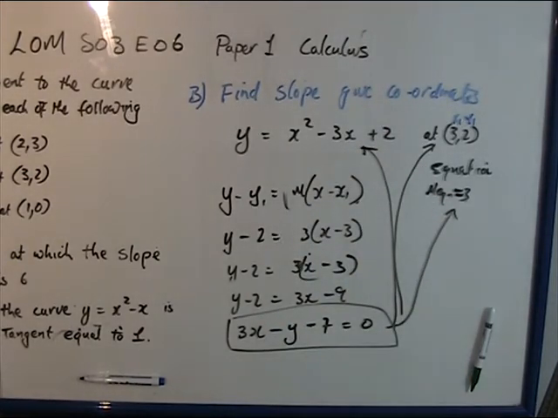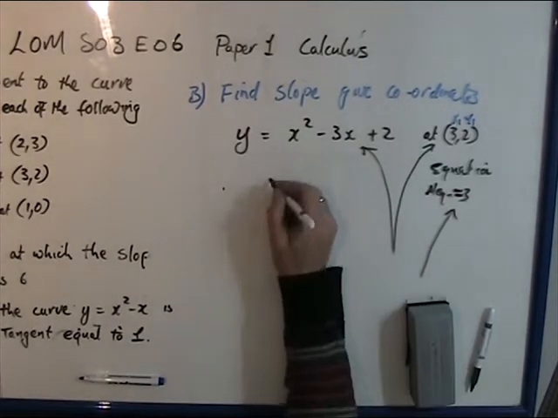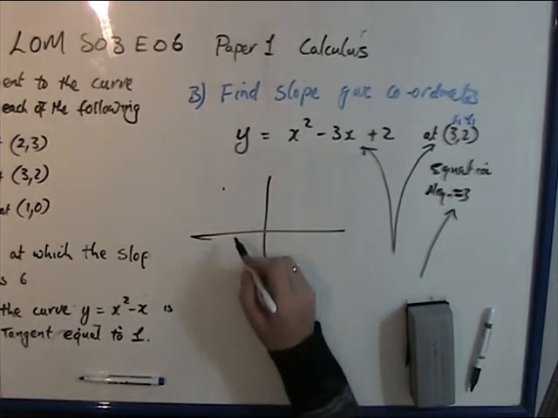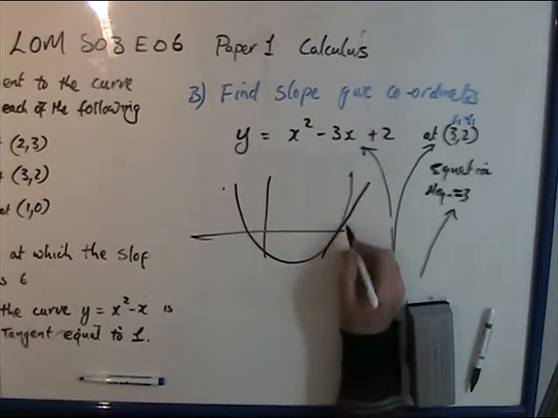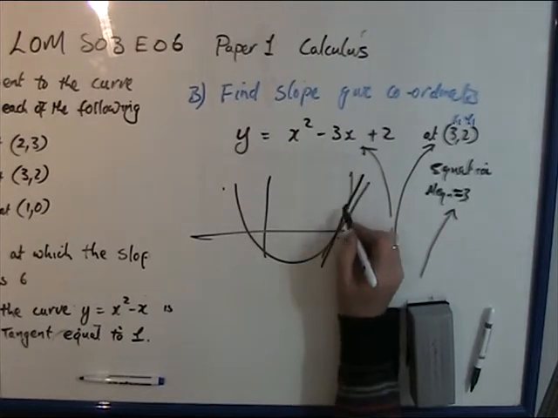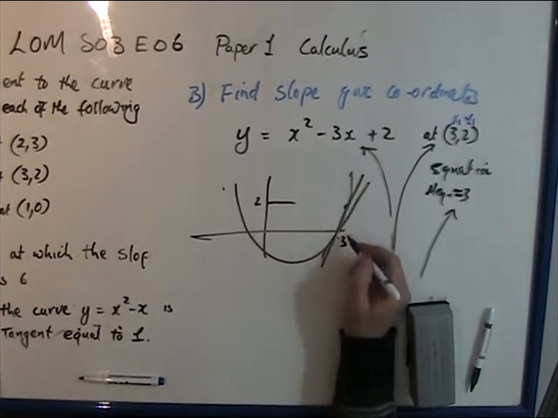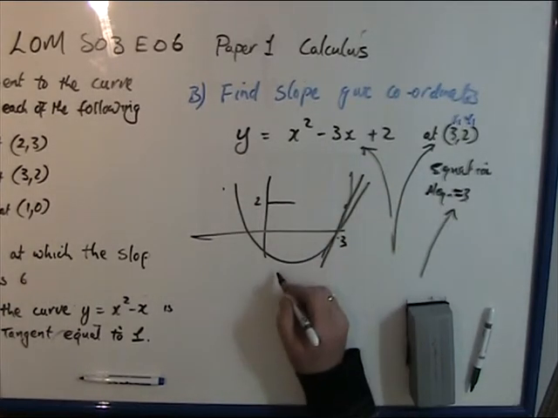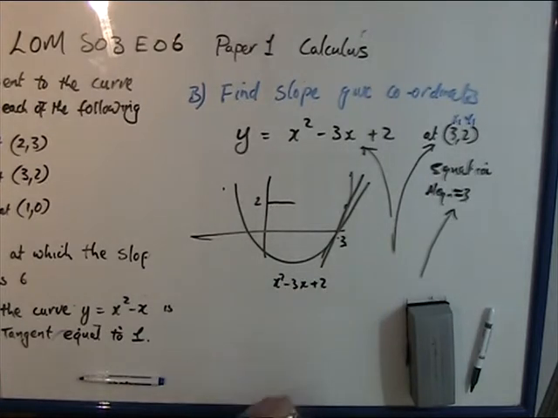So in other words, because it's a plus 3, it would be something like this, and the slope is going up there, and that's the point 3, 2: 2 for the y, 3 for the x. You can see the line here and the slope, and this is the function x squared minus 3x plus 2. Okay, I hope that answers everything for you. So you found the slope given the coordinates.